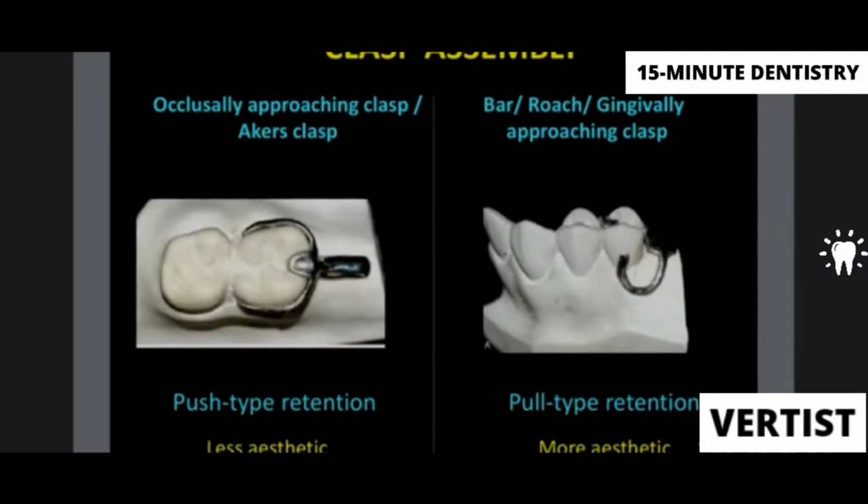And what are gingivally approaching clasps? The ones which come from the soft tissue below, underneath. Pull type of retention, more aesthetic, and can be used particularly when your abutment teeth are in the anterior region, a canine or a first premolar. Then you can use a gingivally approaching clasp. Also, they are known as bar or roach, and occlusally approaching are called akers.